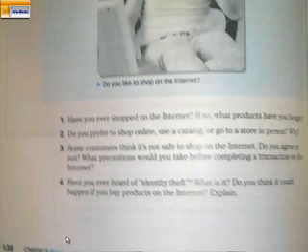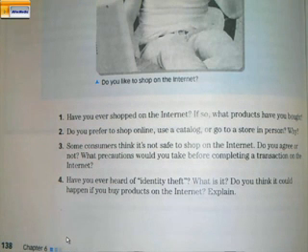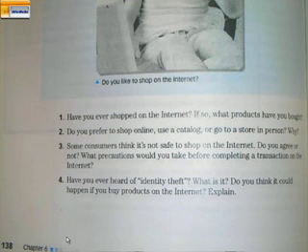Here are some questions here. Have you ever shopped on the internet? Do you prefer to shop online, use a catalog, or go to a store in person? Well, some people like to go to a store in person. Why? Because they don't feel content. They don't feel happy unless they see the thing that they want to buy, unless they try it on, unless they bargain on it, try to get a discount. I know many people like this.